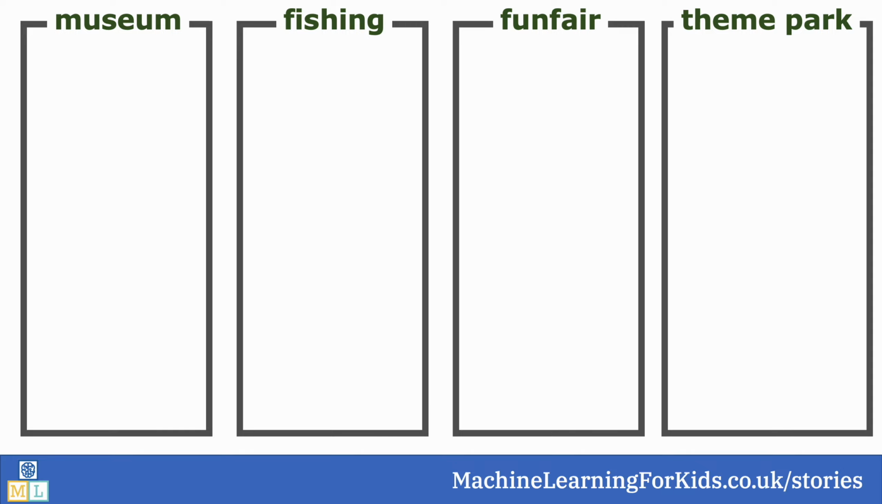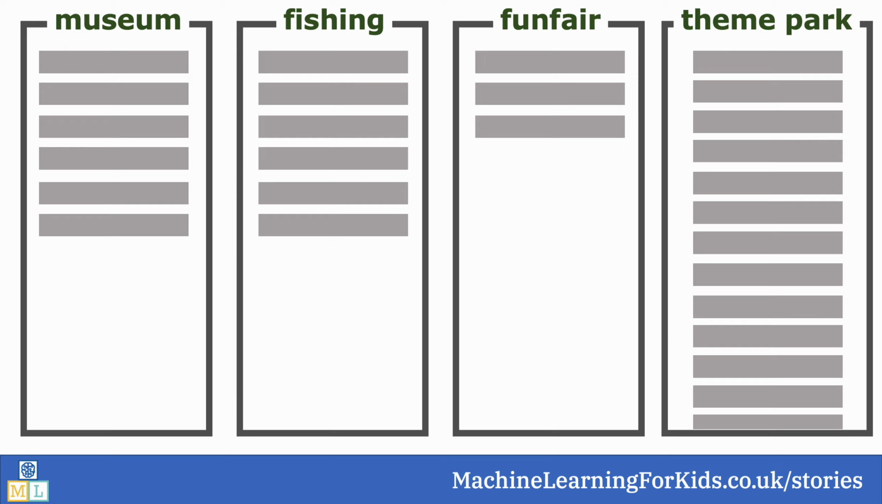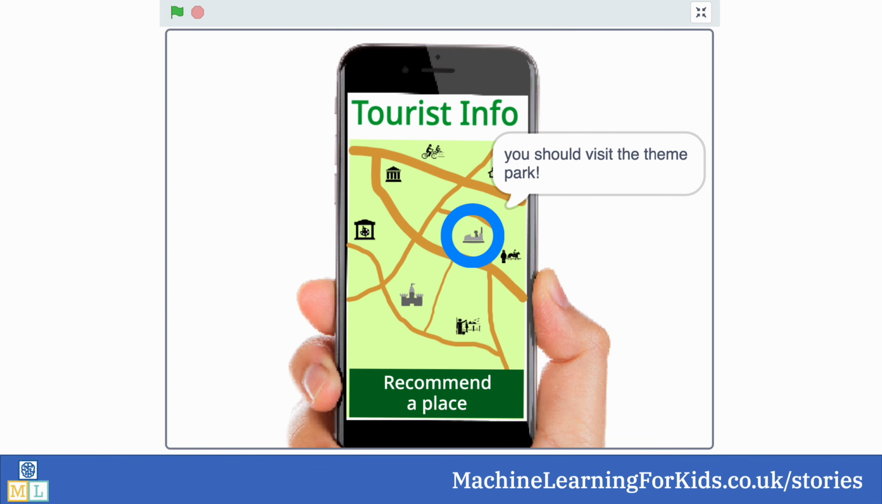And I get them to try lots of different ways of doing this. For example, students can try adding many training examples to the training bucket for theme park and hardly any examples to the training bucket for funfair. Now, what they find when they do that is their app will almost always recommend the theme park. Anytime they mention wanting to do something fun or exciting or mention rides or mention adrenaline, the app recommends theme park. Sometimes they can hardly get the app to recommend the funfair at all.